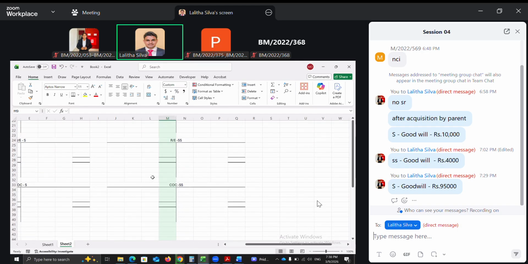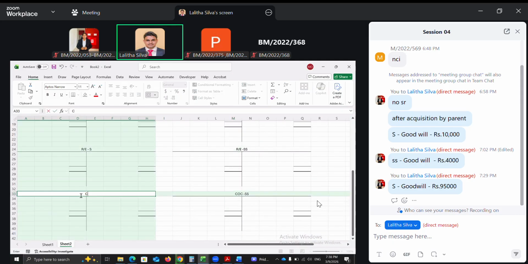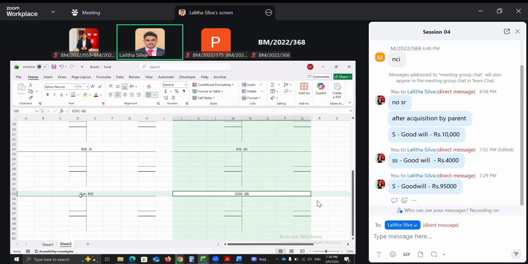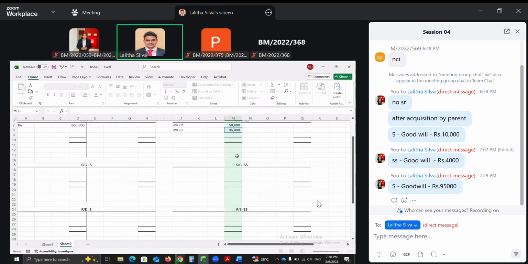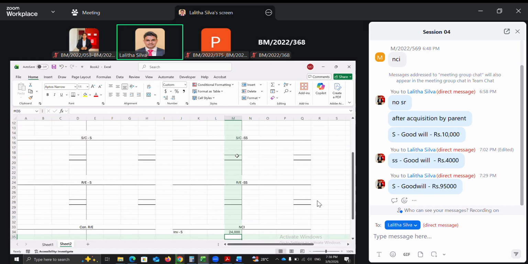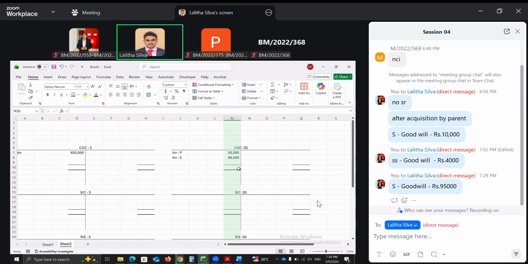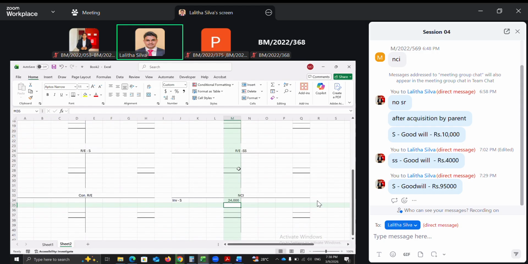96,000 to the COC, and the remaining balance to the NCI. The remaining balance is 24,000. So 96,000 to COC of SS. The remaining balance 24,000, which will be equivalent to 20% of 120,000, to NCI. Is it clear? Okay.